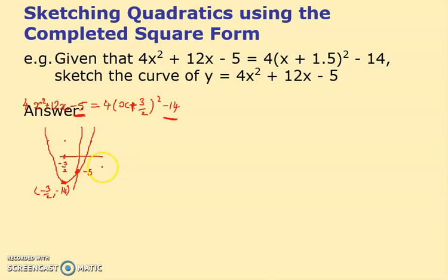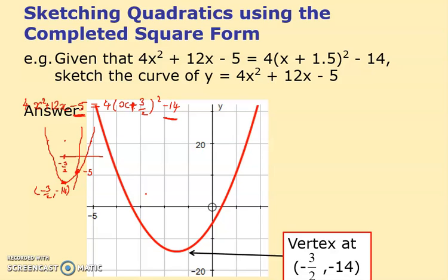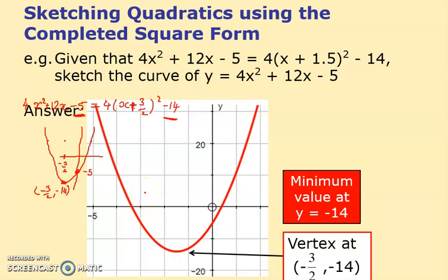Now, if I draw the posh version of this graph, you can see it drawn for us. You do get asked in exams, not only just to sketch it, sometimes you get asked for details from it. So you might be asked, for instance, where is the vertex? Well, I've already told you, minus 3 over 2 comma minus 14. You might be asked, what's the minimum value? Well, the minimum value is just how far it goes down. And if that's how far it goes down, don't be surprised that the minimum value is y equals minus 14.